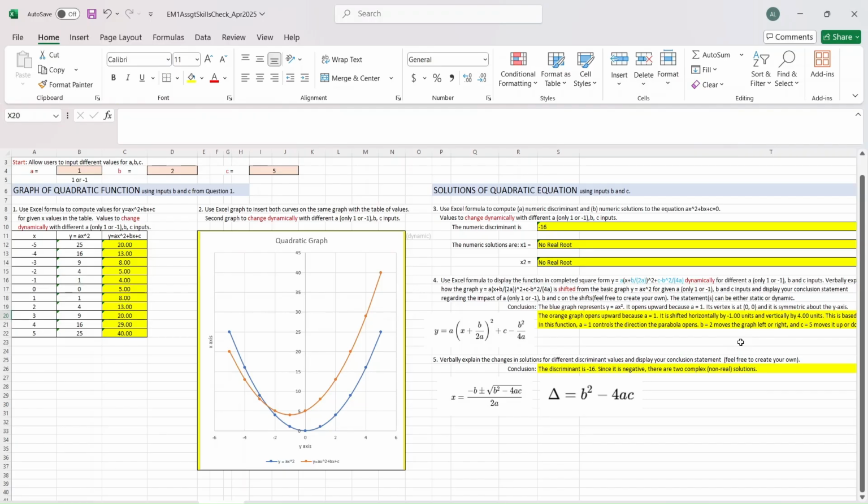So let's recap on what we've learned. The shape of the quadratic graph depends on A. The position is controlled by B and C. The discriminant tells us how many real solutions we have. And Excel makes it super easy to see and understand these changes instantly.